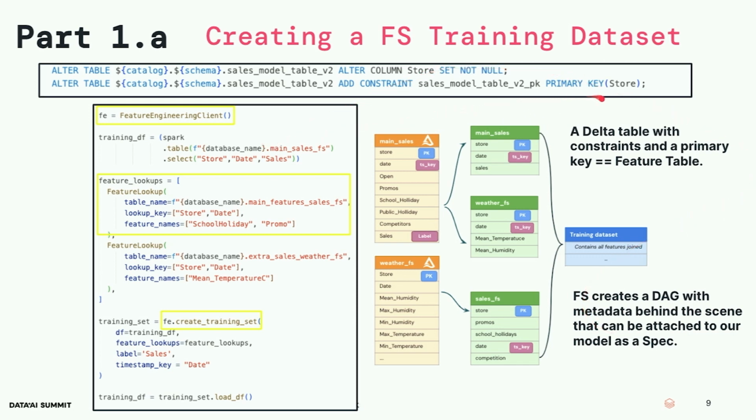You just actually need to set a constraint on a primary key. Once this constraint is set, our technology will understand under the hood that this is actually a feature store table, and you can start creating what we call lookups.